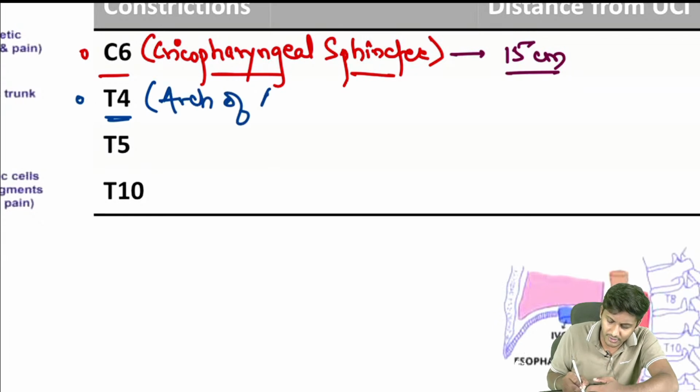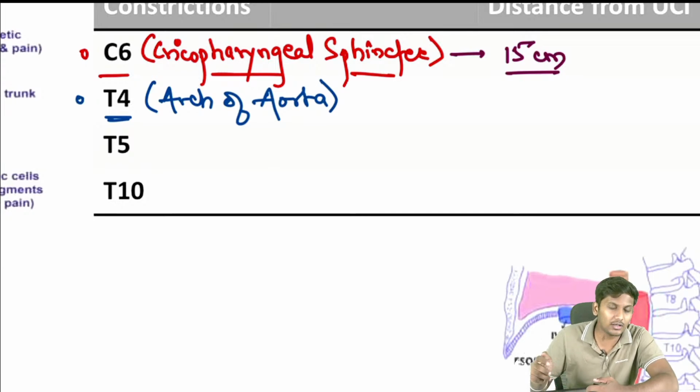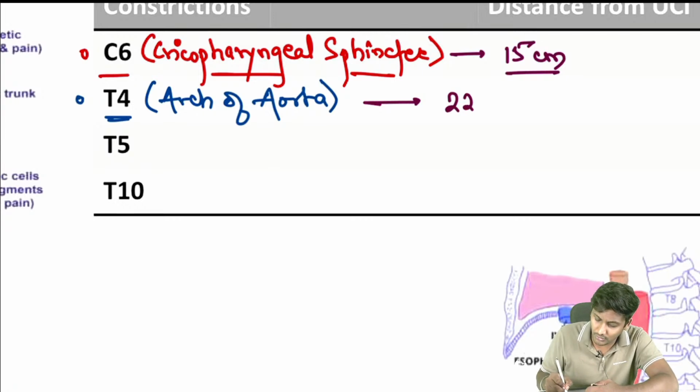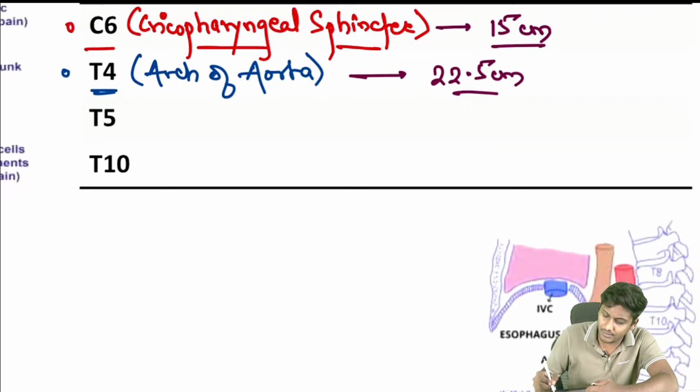This T4 constriction, the constriction at the T4 level, is due to the arch of the aorta crossing the esophagus. It is usually 22.5 centimeters to be exact, 22.5 centimeters away from the upper central incisors.